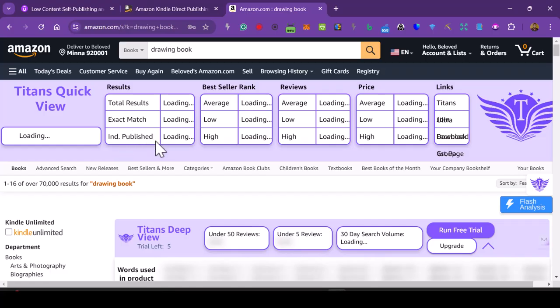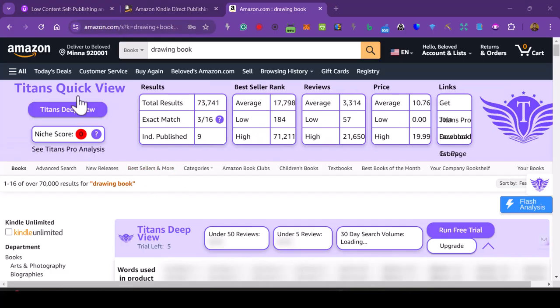We are going to look at that. So we are going to know how many people independently published this type of content or this type of books, and this is the keyword right here. The keyword is drawing book. I'm waiting for it to load, so we get to see the niche score, we get to see the independently published, and we get to see the price, and that way we are going to be able to determine how competitive this keyword is or this type of books are. So I'm going to wait for this to load so I can determine that straight away.